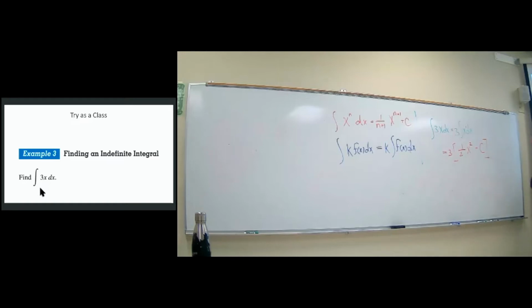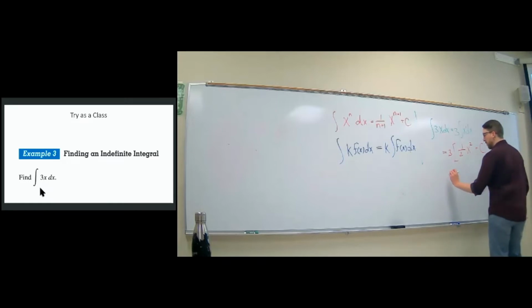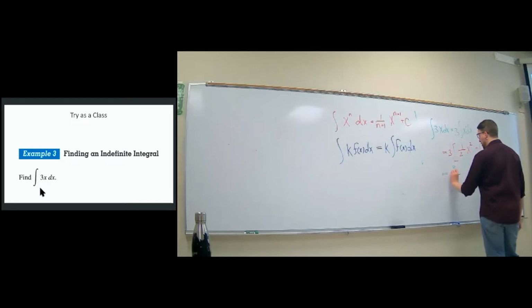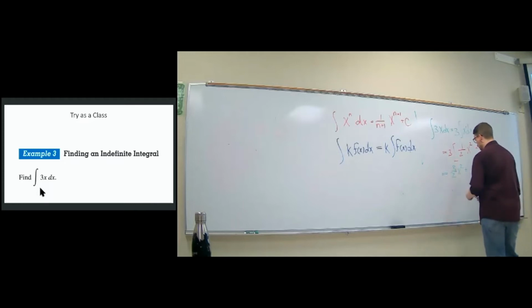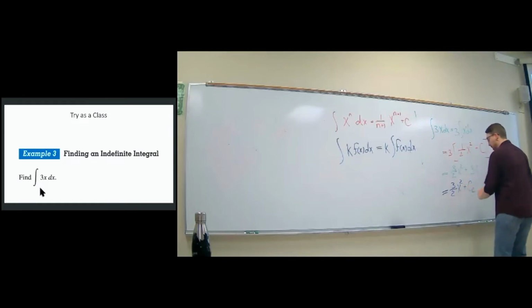Now look at what happens. When we distribute this 3 all the way through, we're going to get 3 times a constant, right? Which is just a constant. We don't know what that constant is. So we can think of this as constant number 1. And our result is 3/2 x squared plus 3 times constant number 1, or 3/2 x squared plus constant number 2.